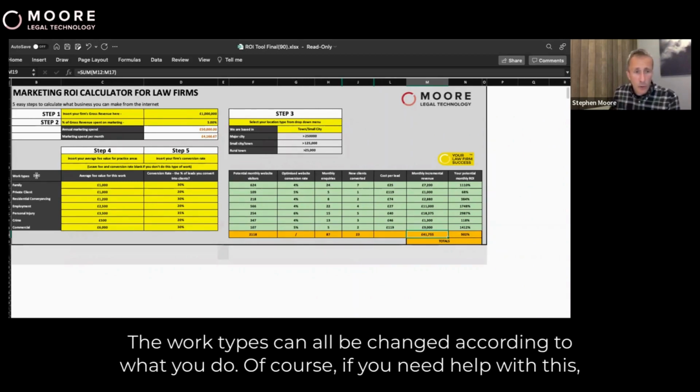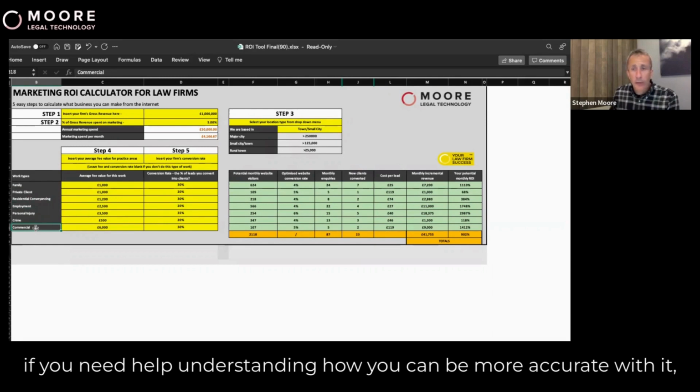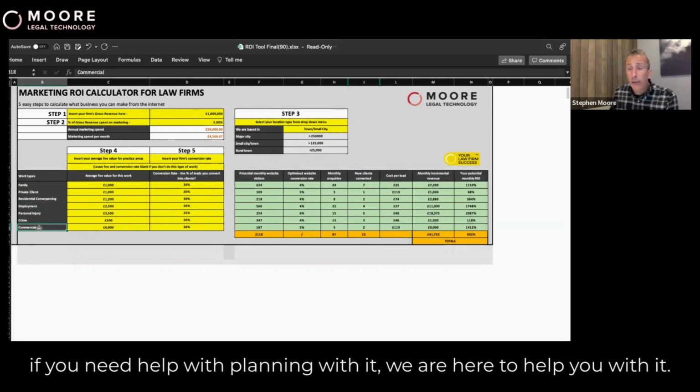The work types can all be changed according to what you do. Of course, if you need help with this, if you need help understanding how you can be more accurate with it, if you need help with planning with it, we're here to help you with it.